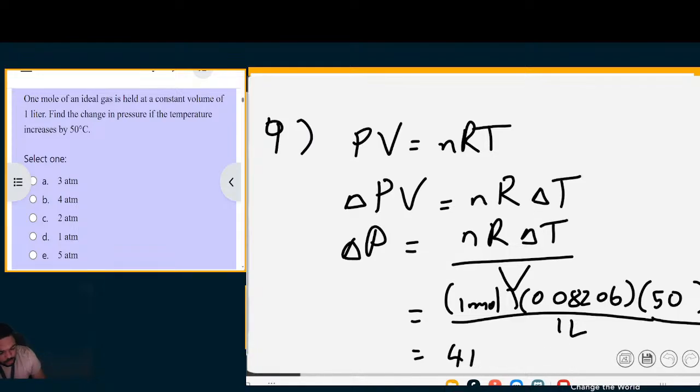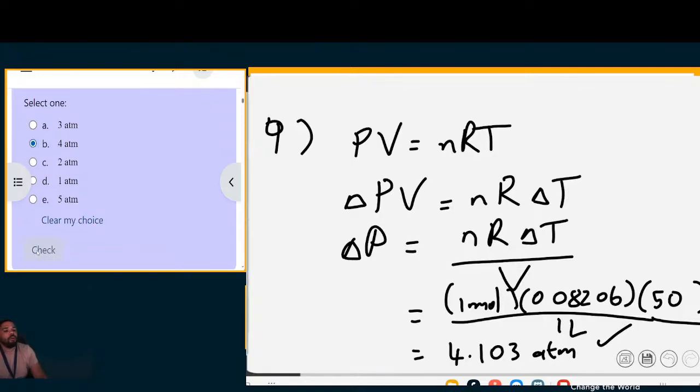Okay, this should be in atmospheres. The next one is in pascals. So it's just 4,103 atmospheres. That is the change in pressures. 4,103 atmospheres. That's the change in the pressure. Okay, let's check here. There's an option for an answer of 4. So let's check 4 atmospheres. The closest one. Yes, we are indeed correct. It's 4 atmospheres, the change in pressure.